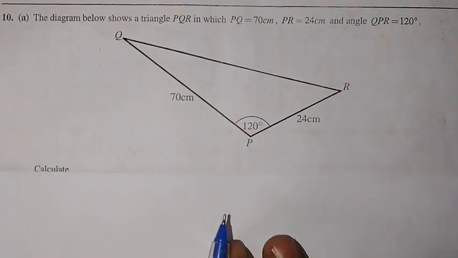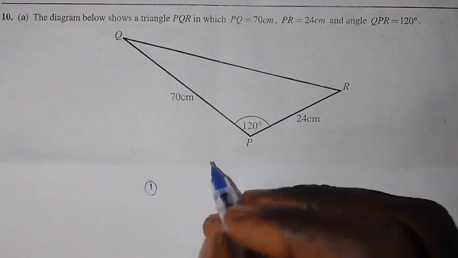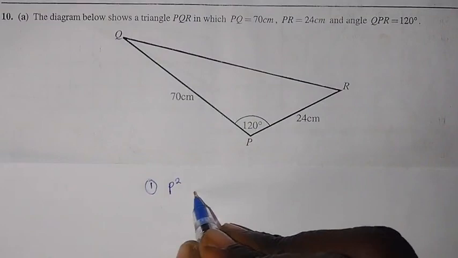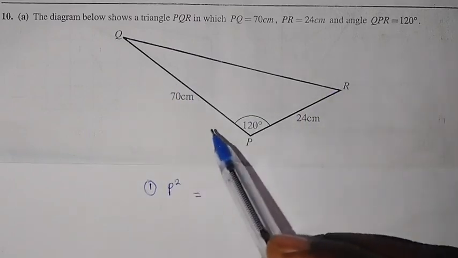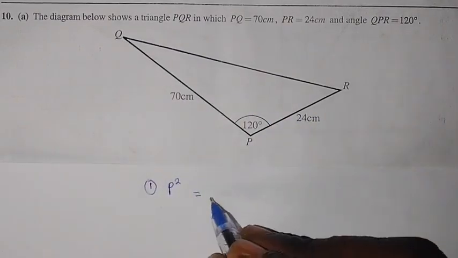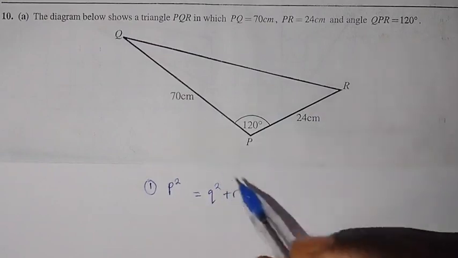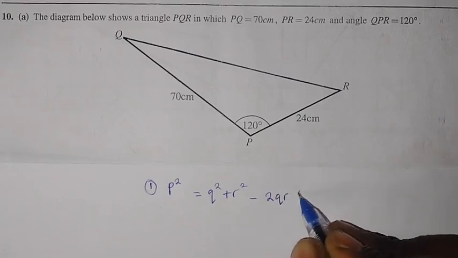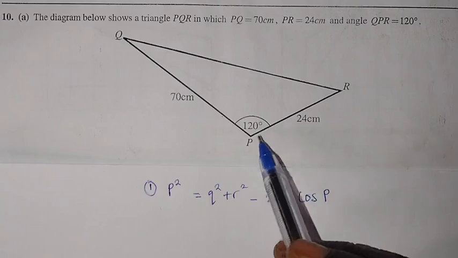Okay, so to answer question 1, we are going to start with the same distance they have asked us to calculate, which is p. So p squared is equal to q squared plus r squared, this small letter r, this side. And then minus 2qr, then we say cos P. This P is the angle which is at P right here.